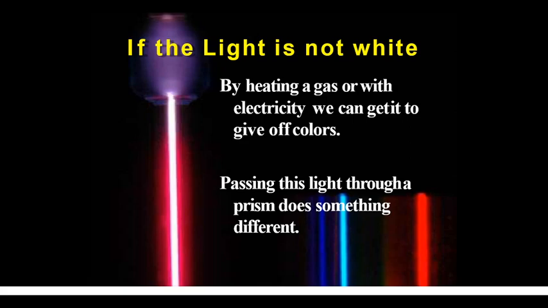So if the light is not white, how can we get the spectrum of that light? We can heat that gas. So by heating a gas or with electricity, it will emit its colors. And what happens if we pass this light through a prism? Let's see.